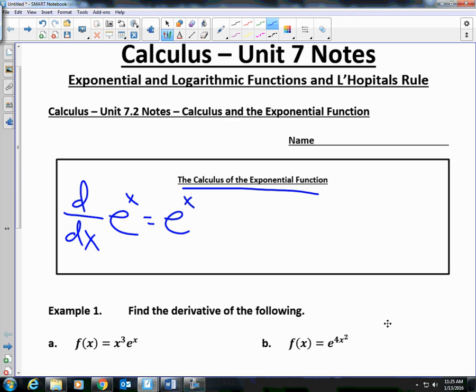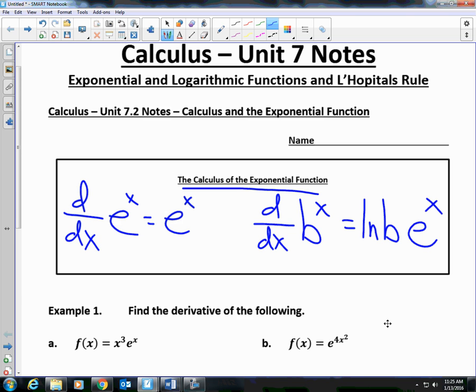All right. Here we have another one. What if the base is different? Suppose the base is 2 or something like that. You have a base of b. The derivative of b to the x would be the natural log of b times e to the x. Oh, no, times b to the x. What am I doing?